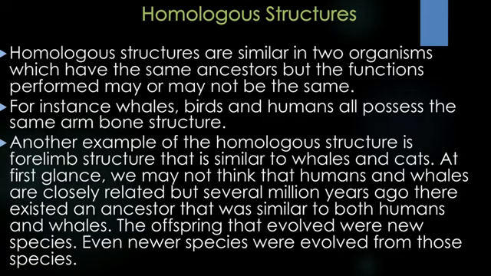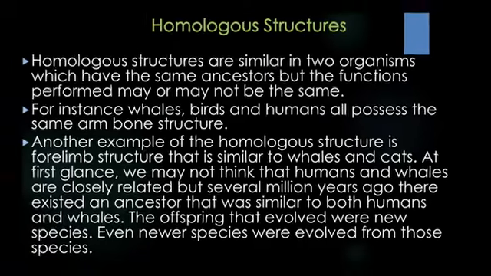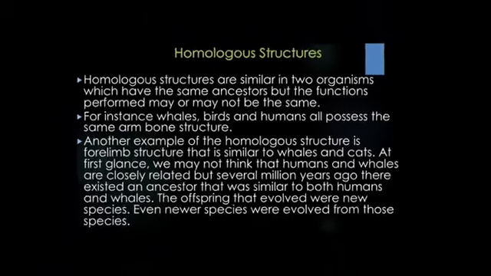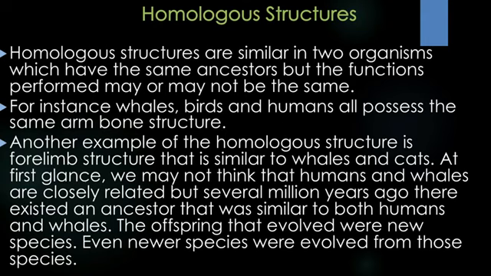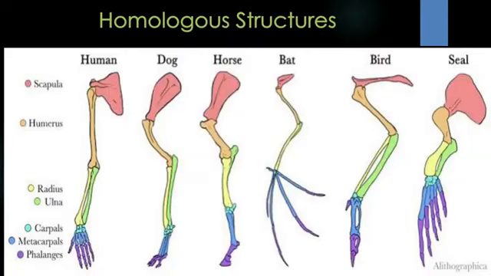Homologous structures. Homologous structures are similar structures in two organisms which have the same ancestor, but the functions performed may or may not be the same. For instance, you have whales, birds, and humans all having the same arm bone structure. When you look at the arm of these animals, you find out that the arm bone there is humerus, and in the forearm you have the radius and ulna.